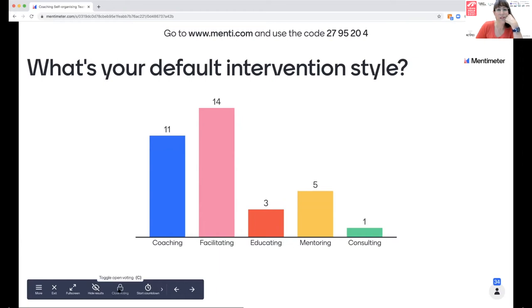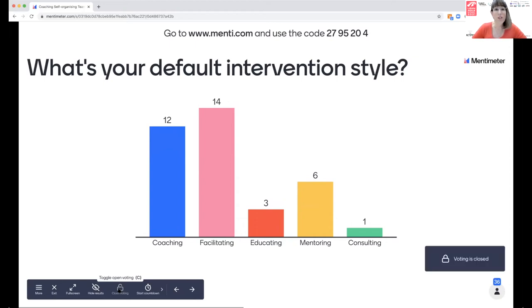Fantastic. So at the moment, we've got slightly more facilitating than coaching. And to be honest, that is understandable. Coaching is a very, very specific skill set. And as a facilitator as well, it is easy to go into that facilitation mode. Again, the key thing that we have to remember is that we're always working with a view to helping the team be able to coach itself.